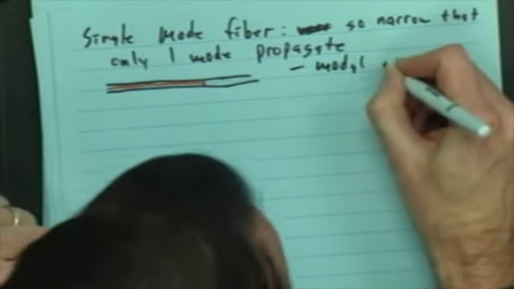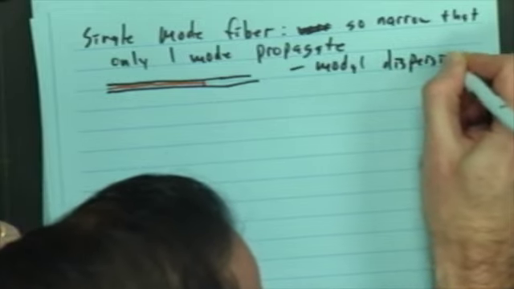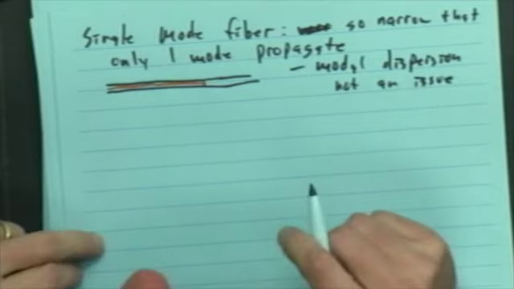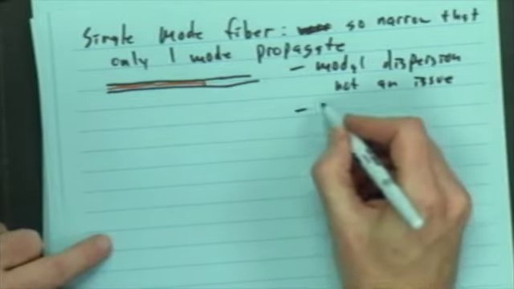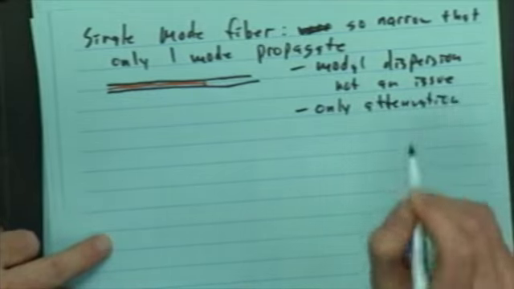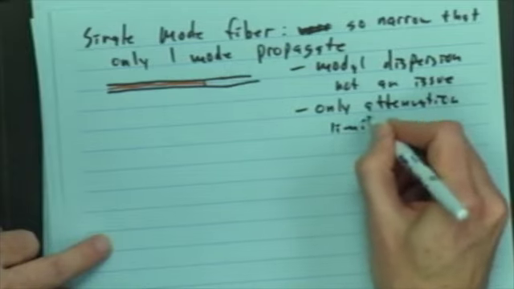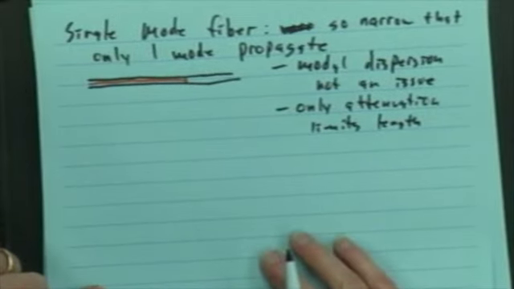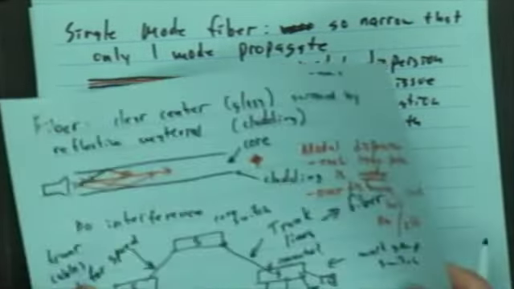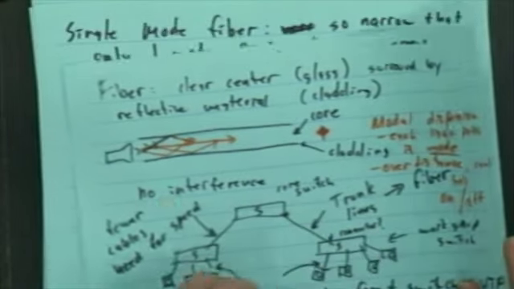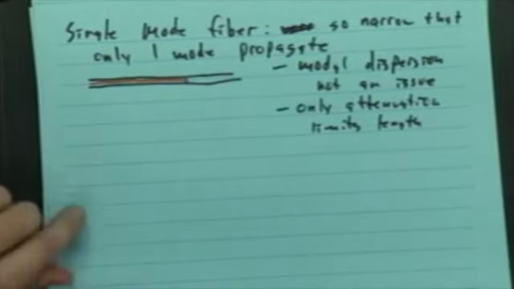in this case, modal dispersion is no longer an issue. Okay, so we don't have that distortion problem. It's only attenuation. Okay, so only attenuation is going to limit the length. So if we look at these, this is a little fatter. The fiber's a little fatter here, but it does have kind of a distance limitation because of that dispersion idea.